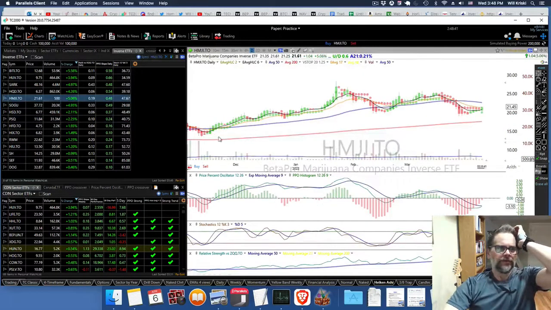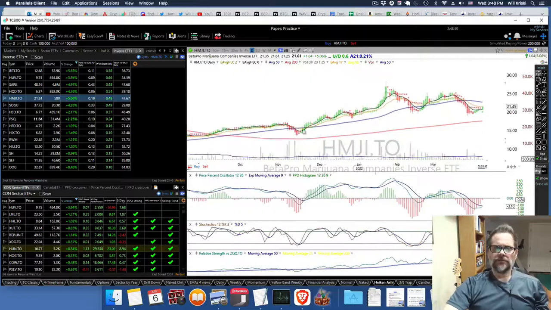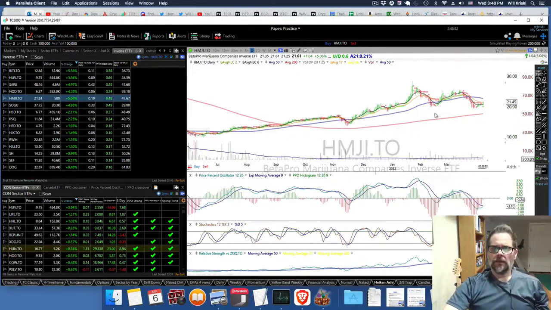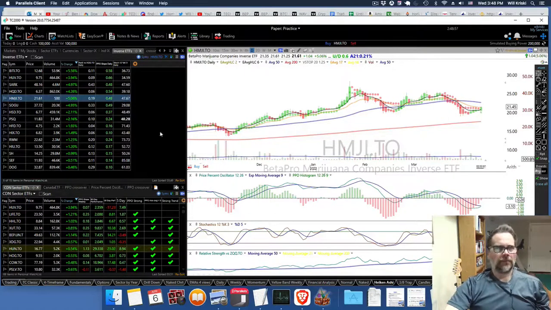Then we get into a little bit of sector ETFs. So this is the marijuana ETF. This is a Canadian ETF, but you can see that it's done quite well because cannabis has been getting killed. So, we'll see what happens with another run here.